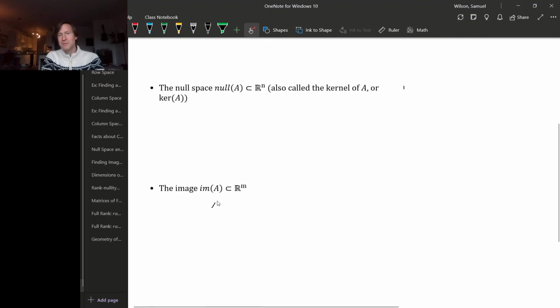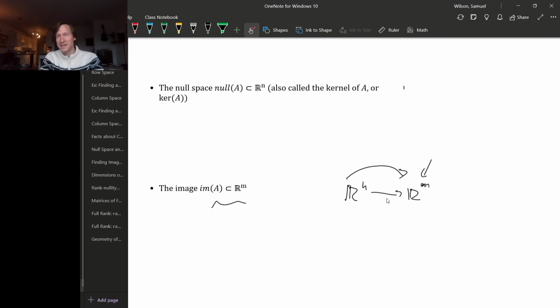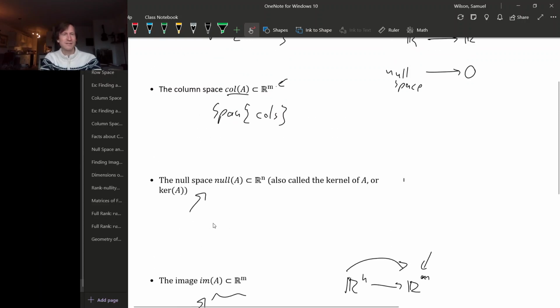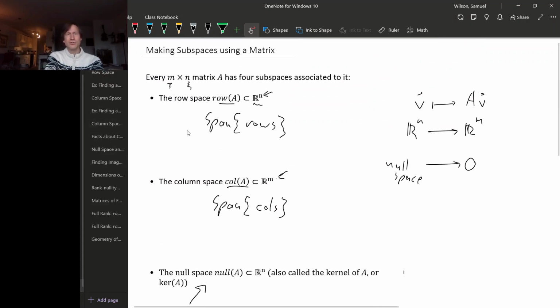And then there's the image, which is, if we have this linear vector function, everything in Rm that gets hit by something in Rn, right? It's possible that not every vector in Rm will have something that goes to it. So every vector in Rm that does have something that goes to it is in the image. And it turns out that these are actually all vector spaces. So let's look at these in turn. We'll look at the row and the column space first.